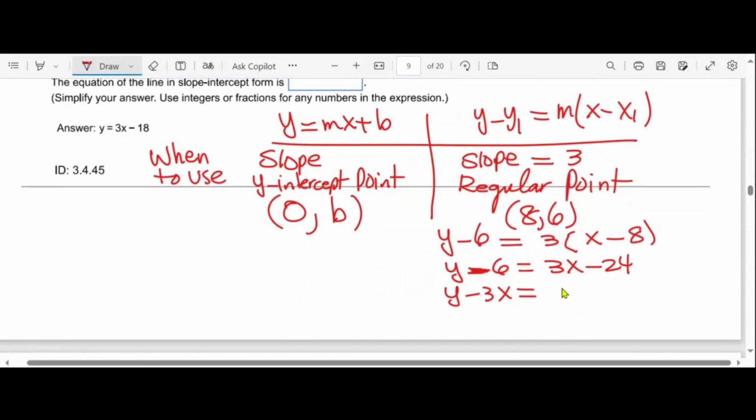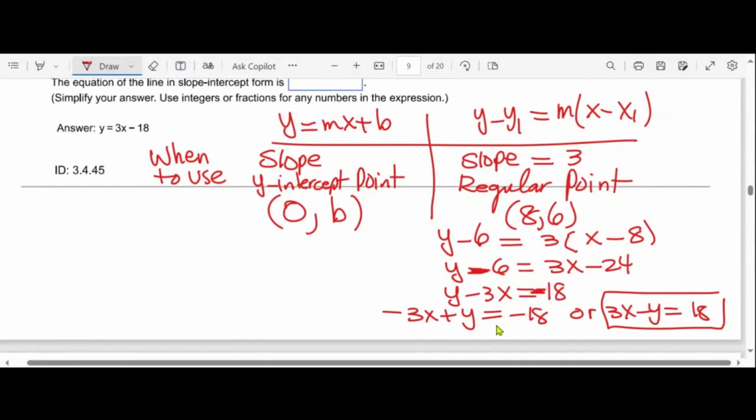18. Negative 18. Okay? You can write it like this: negative 3x plus y equals negative 18. Or you can write it like this: 3x minus y equals 18. All of them are correct.